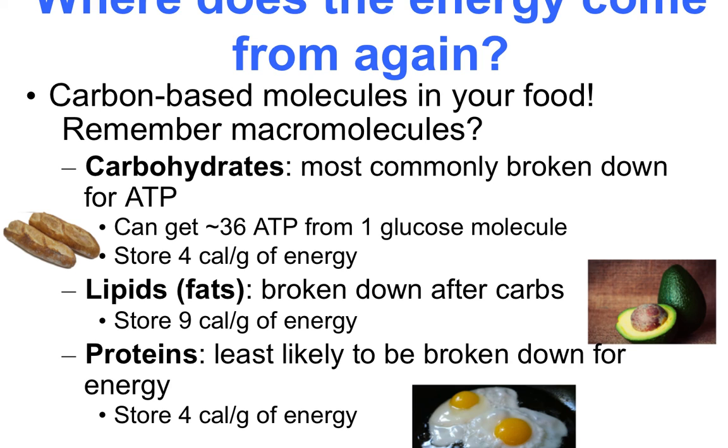Well, nucleic acids, that's only in DNA. We don't get calories from that. But carbohydrates are most commonly broken down for ATP. And that's because you can get 36 ATP molecules from one glucose molecule. It's a pretty good bang for your buck. Fats, lipids, those can be broken down only after the carbohydrates are used. And then your body's least likely to use proteins because, remember, we need those proteins to build other things. So we get a lot of the stuff to make ATP from carbohydrates that we eat.